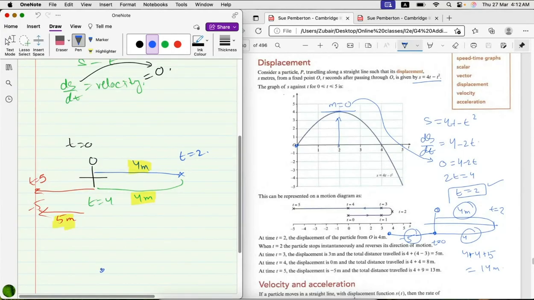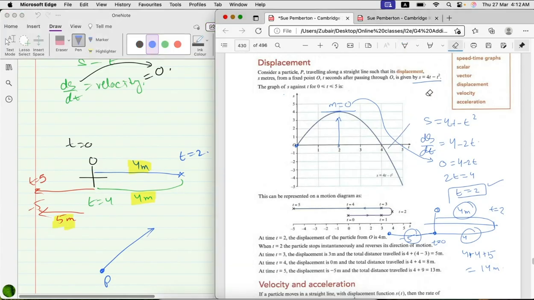If someone starts from this point P, moves 4 and then 4, and then at time equal to 4 again, it will be 0. But then the extra 5, where is the particle when time is 5? It's at 0 at time 4, and at time 5 it was below 0. Yeah, it is at position -5.